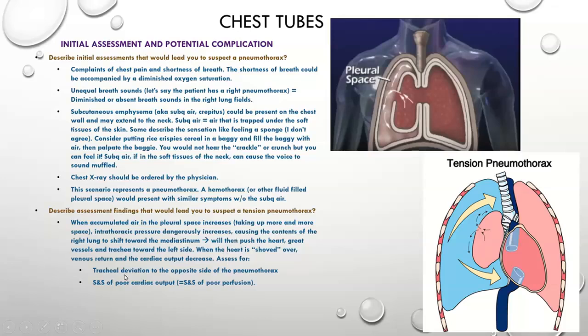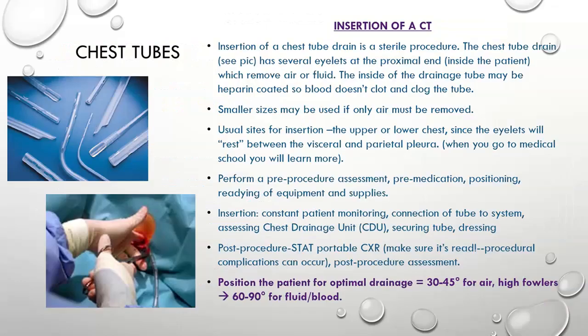So what are you going to see? Well, you're going to see tracheal deviation. You're not going to see this picture because this is the inside view, but you can actually see the trachea being pushed over to the opposite side. In addition to the absent breath sounds on the right, and perhaps the sub-Q emphysema, you're going to see tracheal deviation, and you're going to see signs and symptoms of poor cardiac output, which is the same as signs and symptoms of poor perfusion. If you're not sure what signs and symptoms of poor perfusion are, then email me.